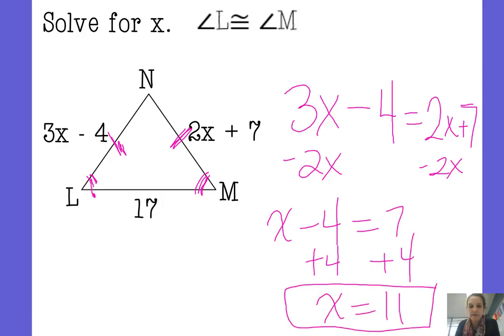And make sure you read the problem on these. Sometimes it might ask you just for x, sometimes it might ask you like what would be segment LN. You have to go plug the x back in. Just make sure you're being extra careful and reading the problem.